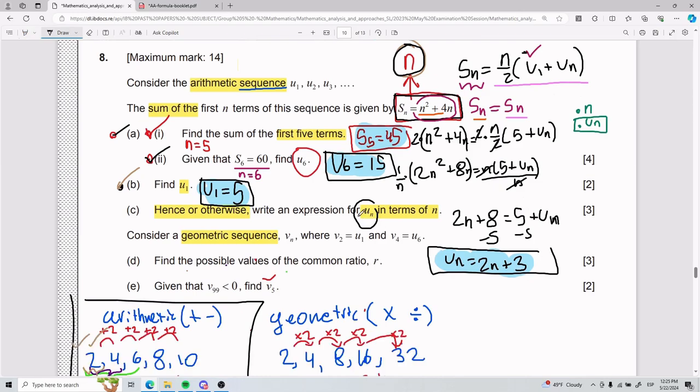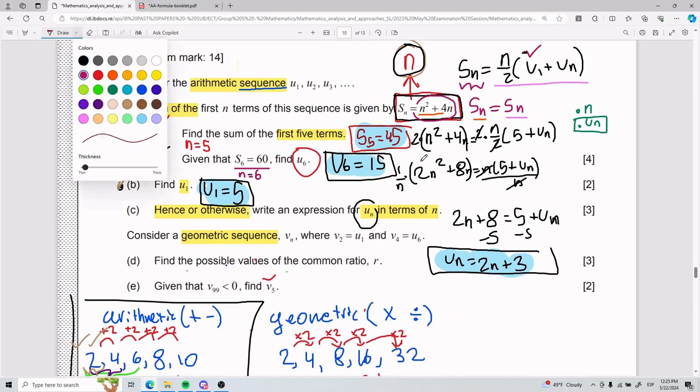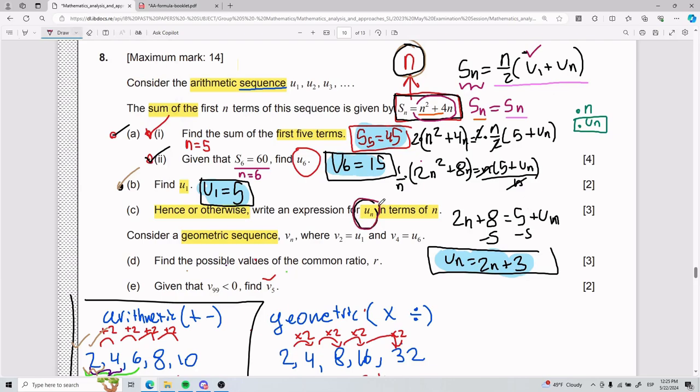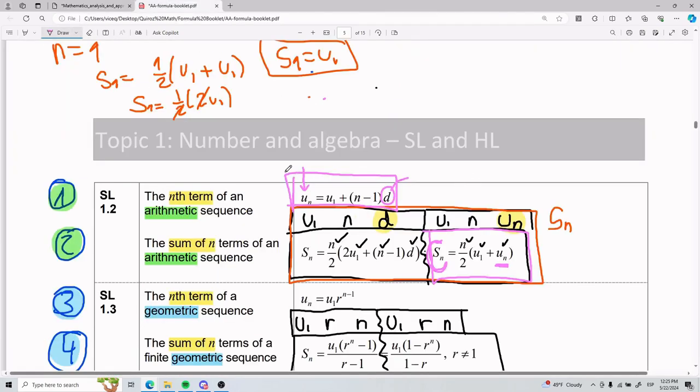So because you need the expression for un in terms of n, you first thought, where the heck do I even have the symbol un? And you have it in two places. You have it in the equation up here and the equation down there. And so which one is more useful?